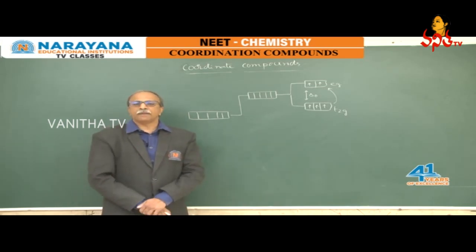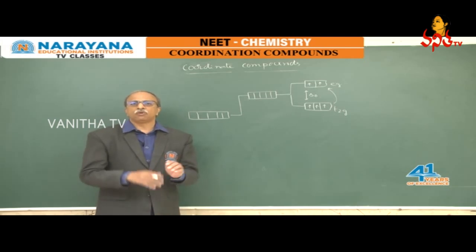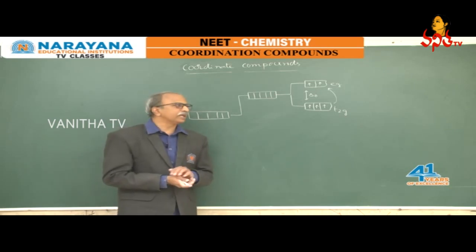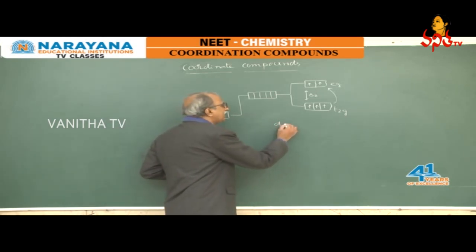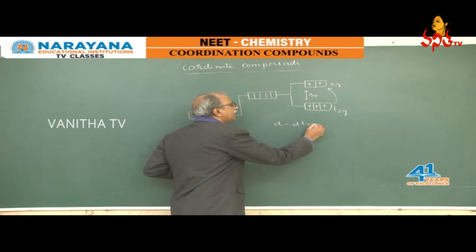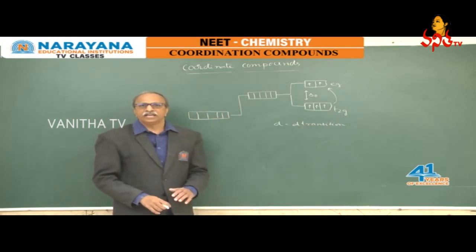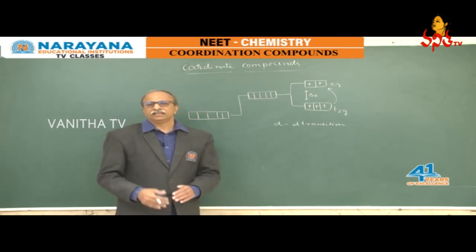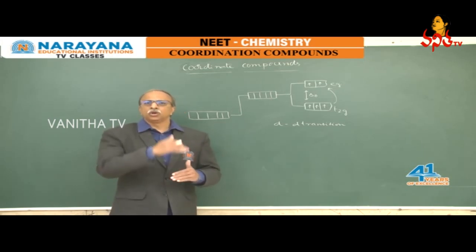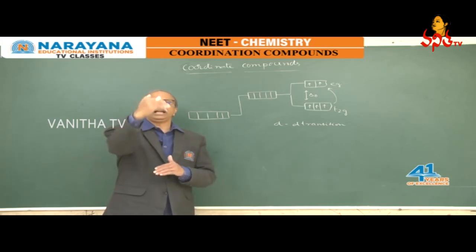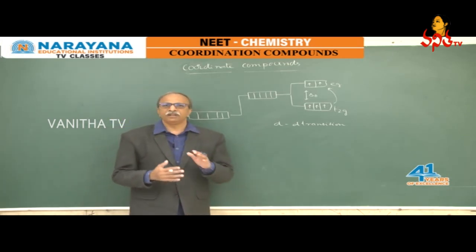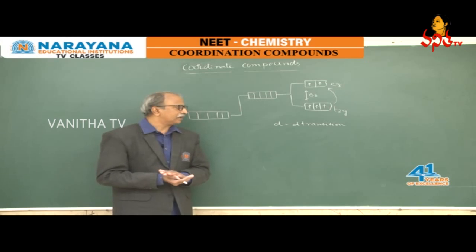As it absorbs a part of visible radiation, it will show the complementary color. We name this one a d-d transition. Therefore, whenever a set of orbitals has a vacancy, the electron can be promoted from the lower set of orbitals to the higher set of orbitals. Then they will exhibit color.